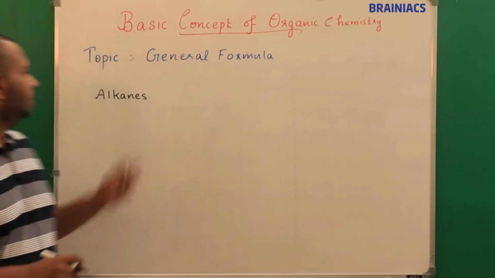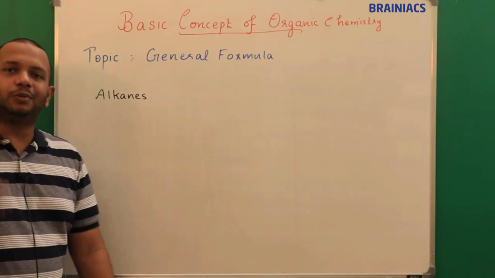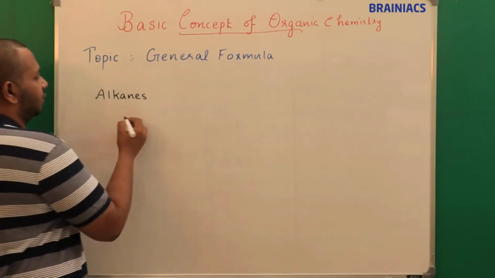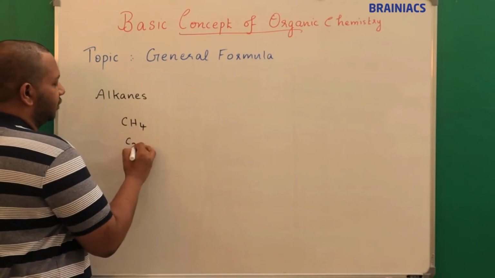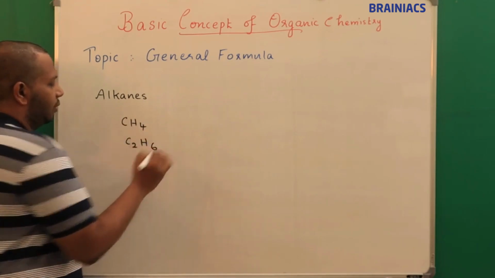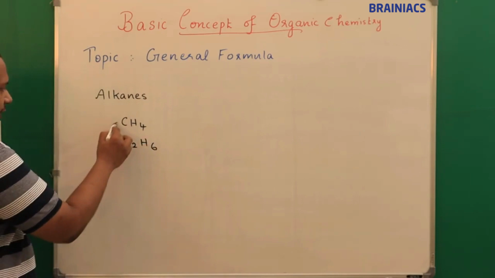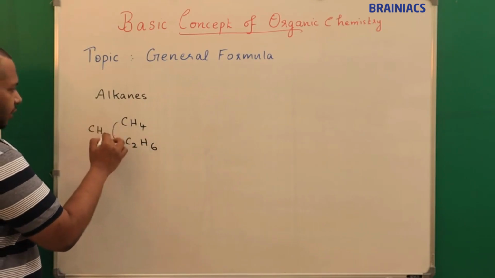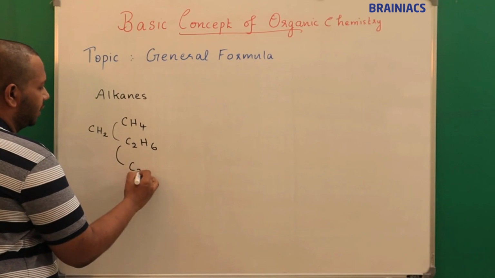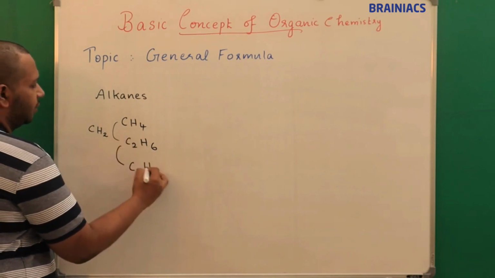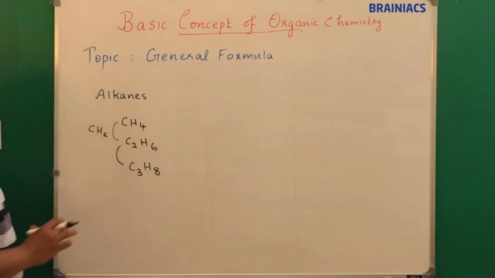So first in the list is alkanes. You know about alkanes. What is an example? A simple one we know: methane, CH4. Then the next one, ethane. Now you can see that they differ by what? A successive unit of CH2. Correct? If you add one more CH2 here, what will happen? This becomes C3 and this becomes H8. So this is the trend.